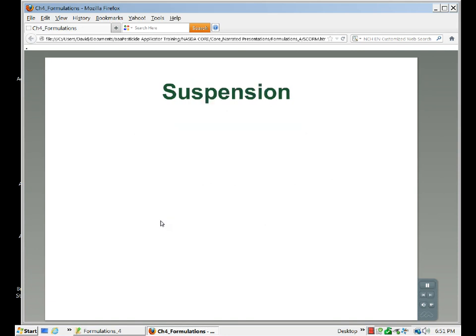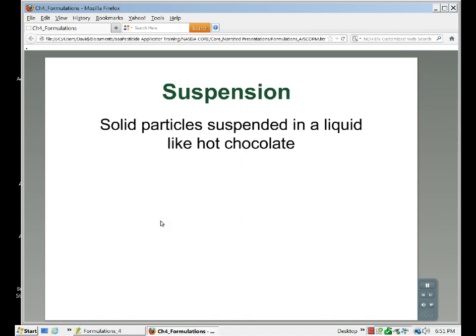A suspension is a mixture of fine particles dispersed in a liquid. When you make hot chocolate and mix the cocoa powder, you are actually drinking a suspension of cocoa powder particles suspended in milk or water. The cocoa doesn't dissolve, and if left to rest on the counter would separate out over time, and you'd have to stir it up to get it evenly mixed again.